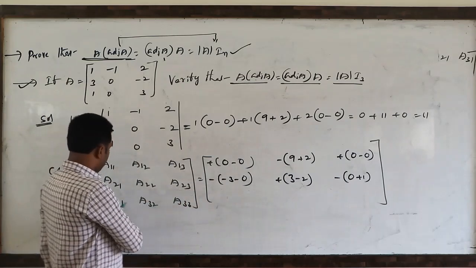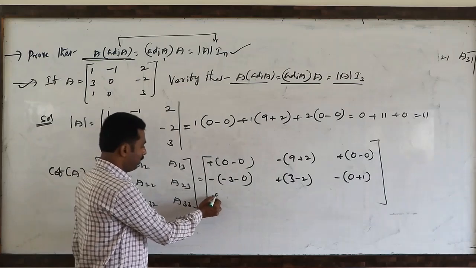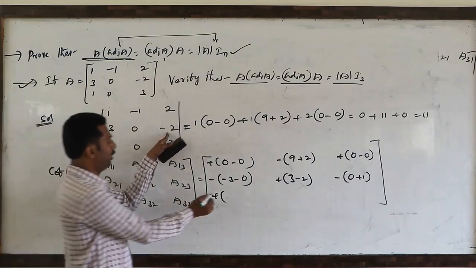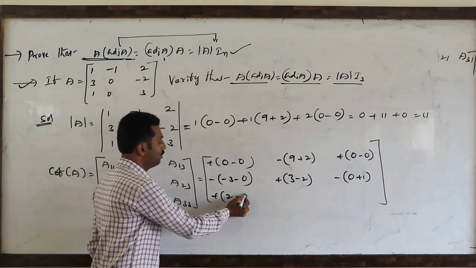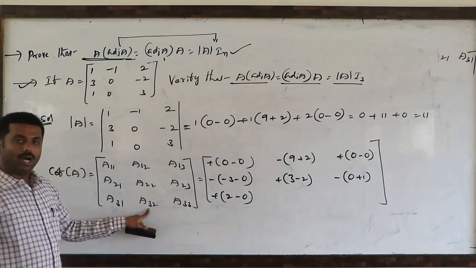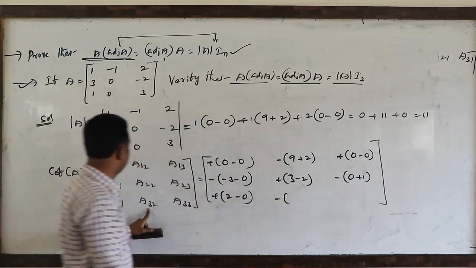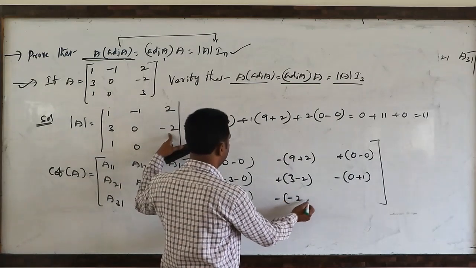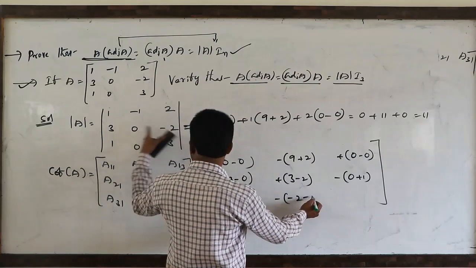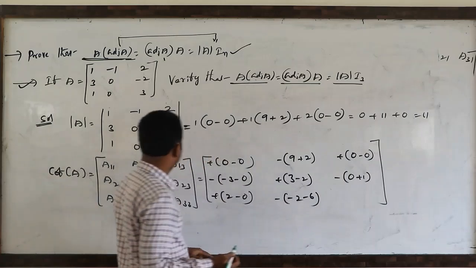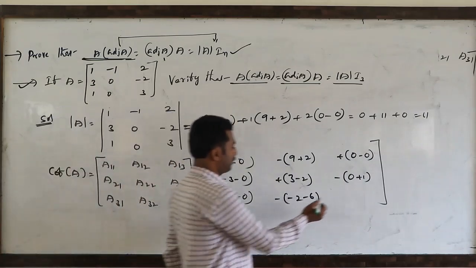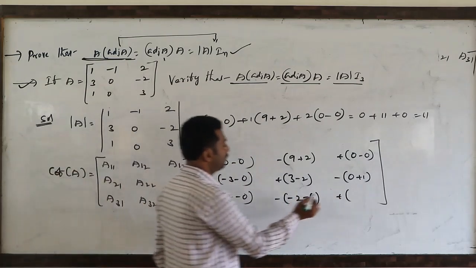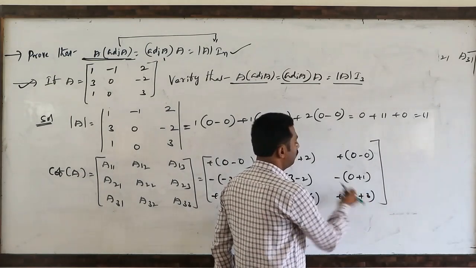Next, A31: 3 plus 1, 4, means positive sign. So third row, first column you delete. Minus 1 into minus 2, 2 minus 0. A32: 3 plus 2, odd number, means minus. Third row, second column you delete. 1 into minus 2, this is minus 2 minus 3 into 2, 6. A33: third row, third column, 3 plus 3, 6. Positive sign. Third row, third column, 0 minus minus 3 means plus 3.